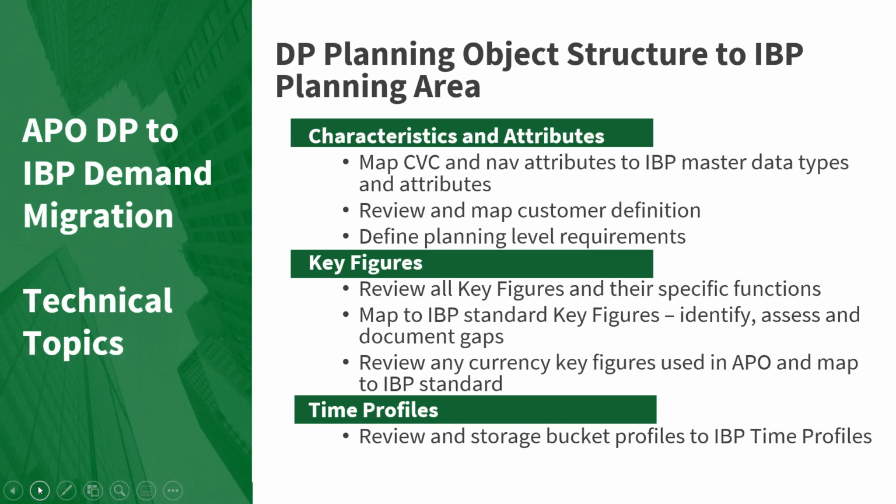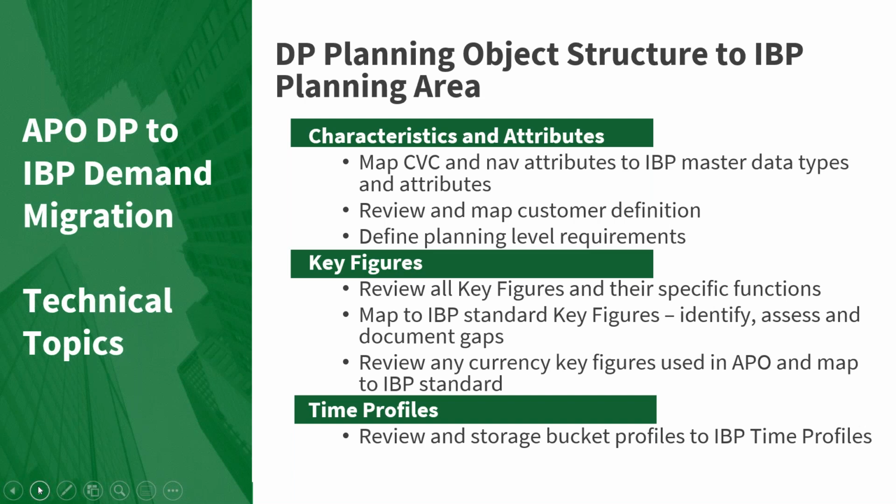Taking the characteristic, the CBC calculations and navigational attributes and map those to the master data types within IBP, right? One of the key ones, typically within a demand planning implementation, is really looking at your customer definition. Are you doing sold to? Are you doing bill to? Are you doing customer groupings? Are you looking specifically at key customers? Looking at all of those and getting those key navigational attributes and characteristics in place so you can use them and take advantage of them within IBP, and then also mapping them.